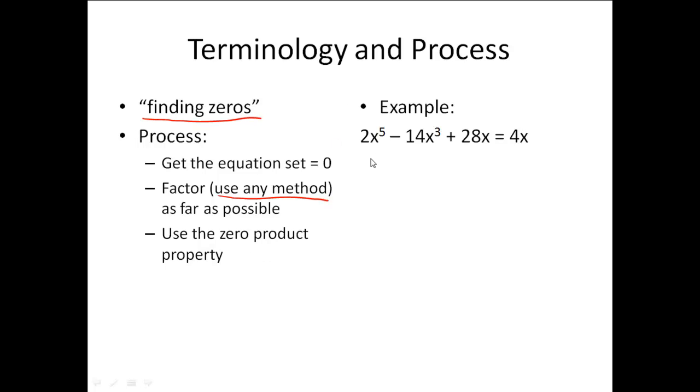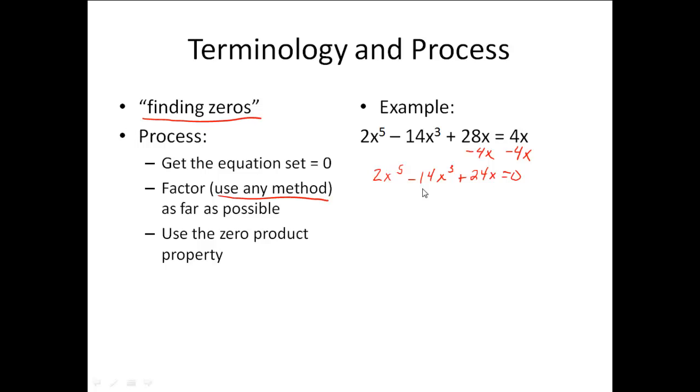So here's our first example. We have 2x to the fifth minus 14x cubed plus 28x is equal to 4x. First thing I have to do is get the equation set equal to 0. So I'm going to subtract 4x from both sides. And I would have 2x to the fifth minus 14x cubed plus 24x is equal to 0.